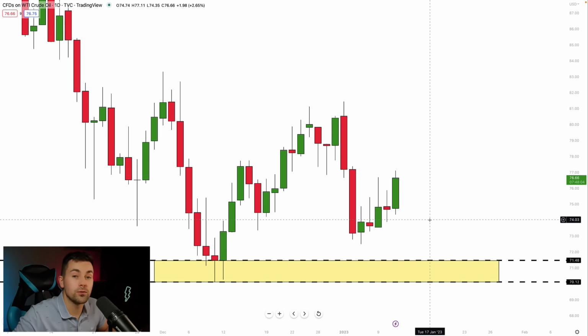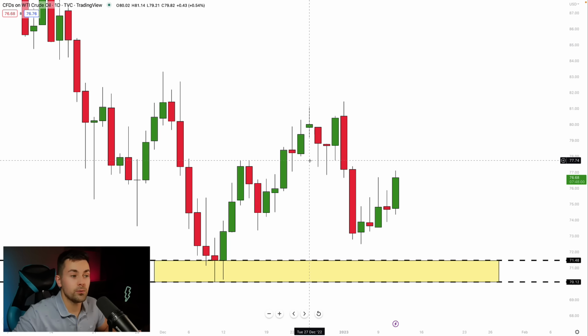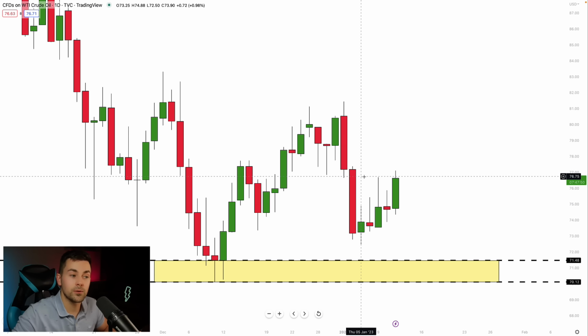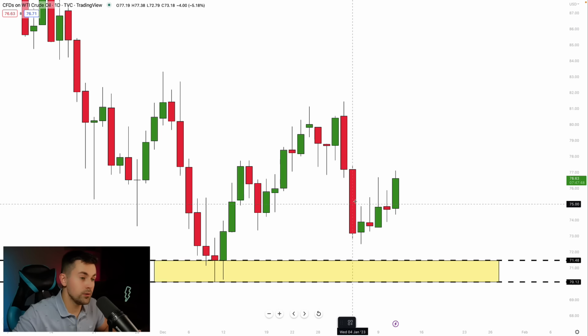Now let's look for resistances. It turned out, traders, that right here we got a strong support. First it was a strong resistance, then it was broken to the upside, was respected many times. Yes, it was a very strong support right here, and then it was broken again. So it looks like right here we have a key resistance.